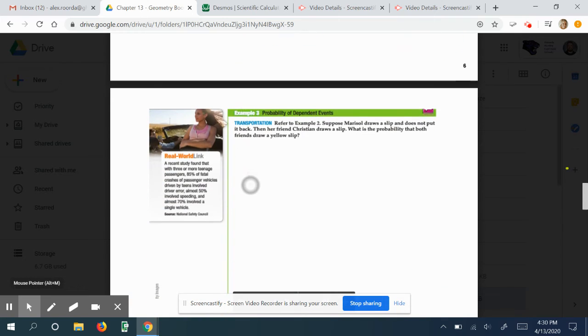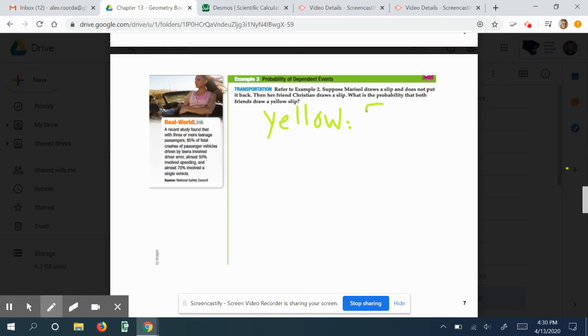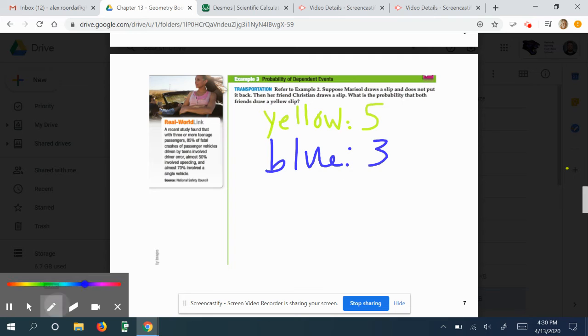And it looks a little goofy, but it'll make more sense in a problem that we're going to look at next. So it says, in example 2, okay, we're referring back to that one. So remember that there are 5 yellow, right? 5 yellow, and there are 3 blue, right? Here we are. We're picking blue and yellows again.